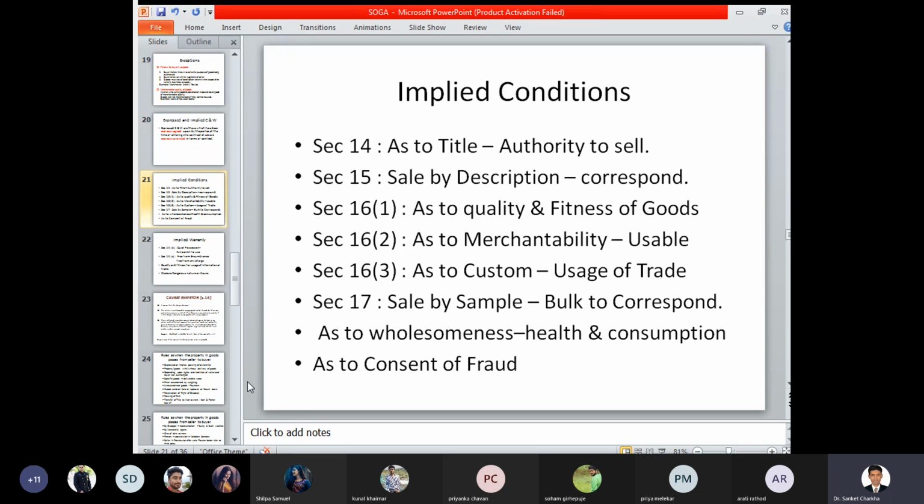As to quality and fitness of goods, Section 16(1), 16(2) and 16(3) specifically deal with goods. Quality and fitness of goods means that it is always the duty of the seller to inform the buyer about the quality, the brand, and the type of goods being purchased, and whether the goods are fit for consumption or not fit for consumption.